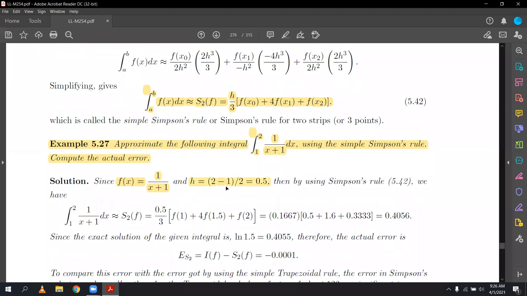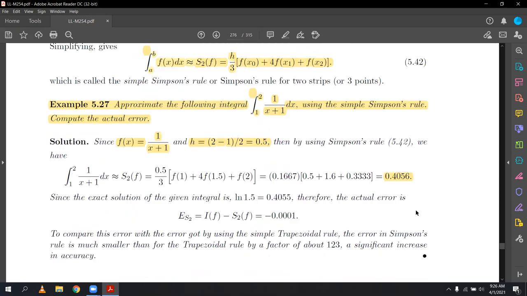Now you can write simply the formula, h by 3, f of 1, 4 f of 1.5, f of 2, and your function is given. f of 1 is 1 by 2, which is this, and f of 1.5 you can find, multiply by 4 and simplify, and you get this one. And we already know the exact answer for this one is this. This is the exact. And now you can see 10 to the minus 4 accuracy. We just used the minimum case.